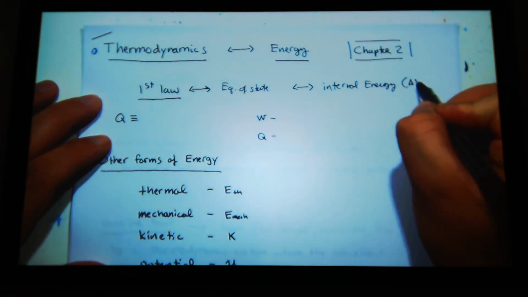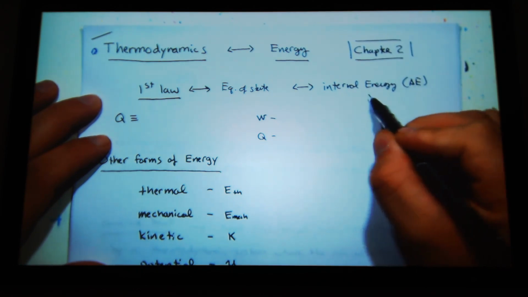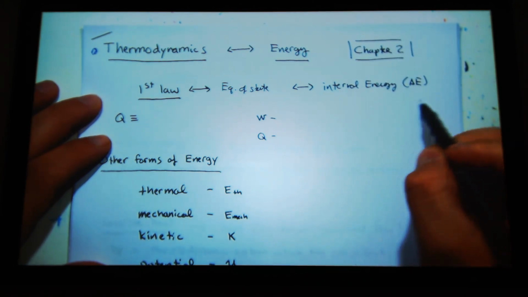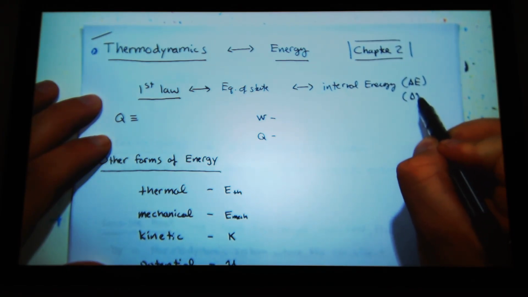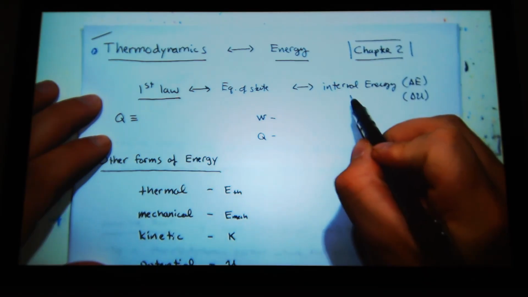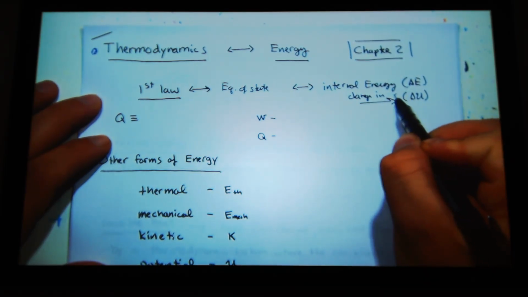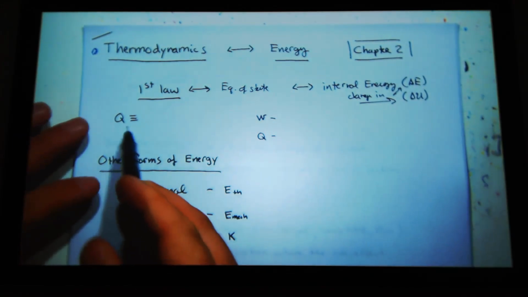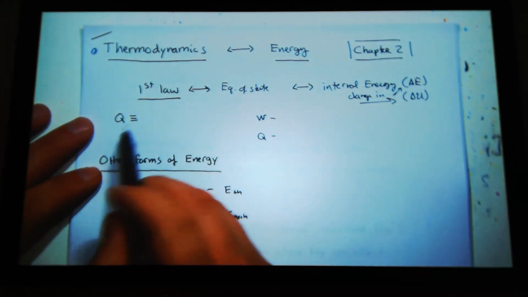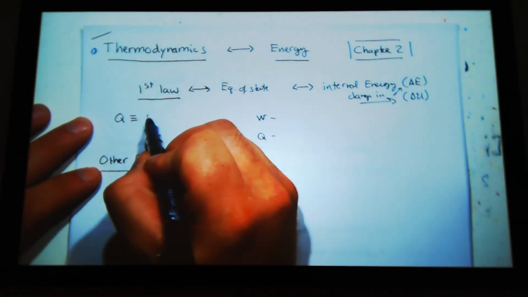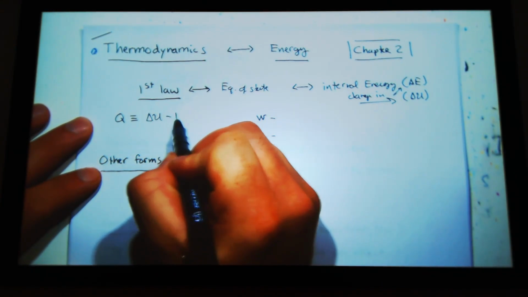And so I can put delta E for internal energy. It really says internal energy, but now I'm putting change in internal energy. Okay, and then I can write it in equation form. It also says that heat's a form of energy, and I put it in equation form. So I'll just use delta U minus W.